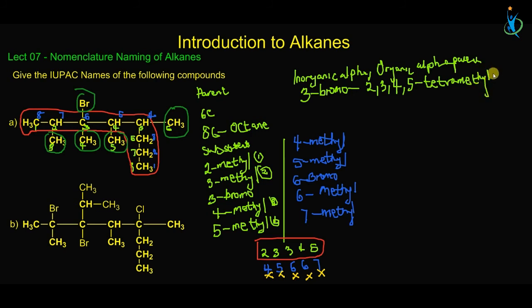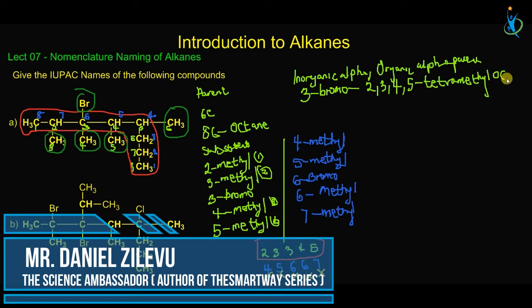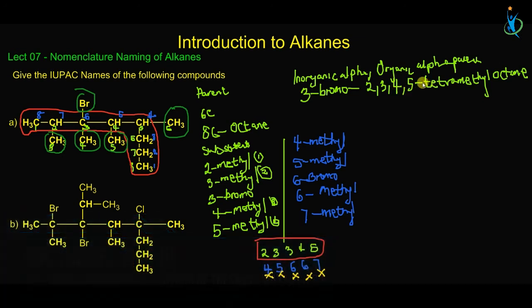Then I'll add the last one to be what? 8 is the parent name. The longest carbon chain is 8, so I'll name it as what? Octane. There's no separation. Look at how I am naming it. Between numbers it is a comma, and between numbers and letters it is a dash. Between letters we don't do anything, we just put them together. So this is the correct naming for the first compound.